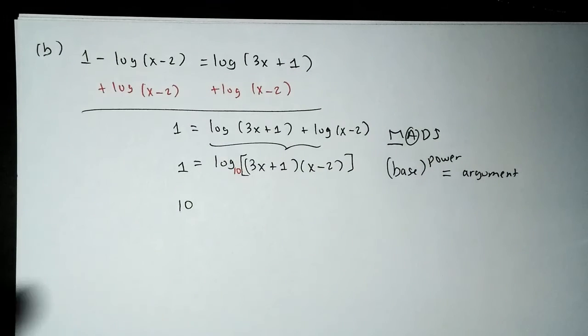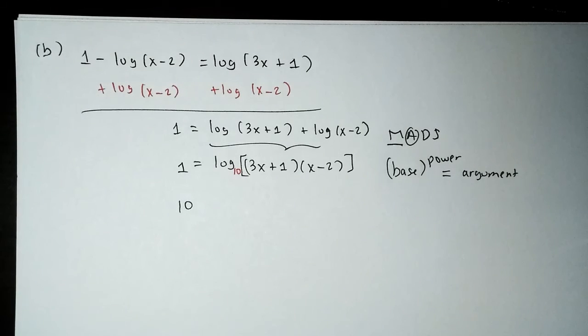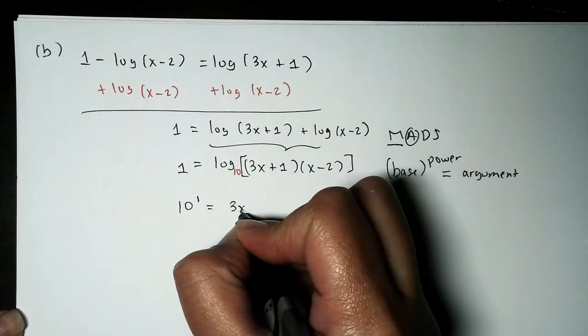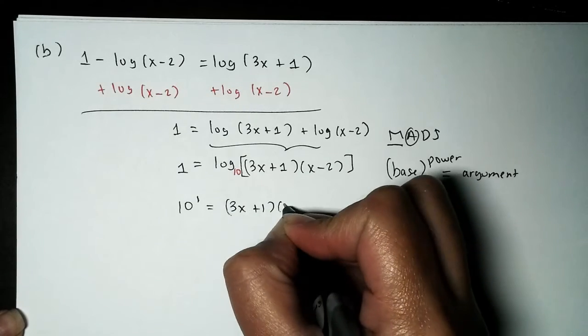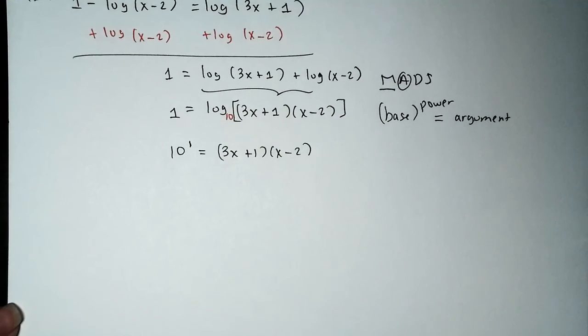The power, I really don't see it, so I just have to remember what's so special about a log. Oh, a log is just an exponent. So if the log equals 1, then the exponent equals 1. So we have base to some power equals argument, which is the product right here. So we're going to take our time and then multiply the binomials.